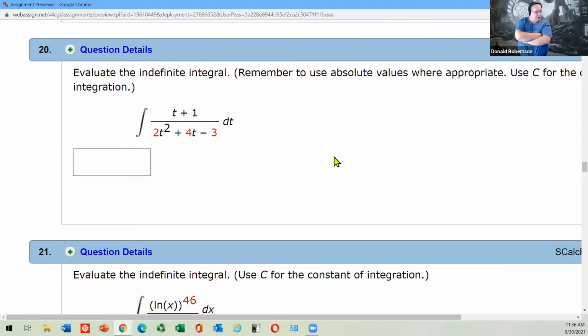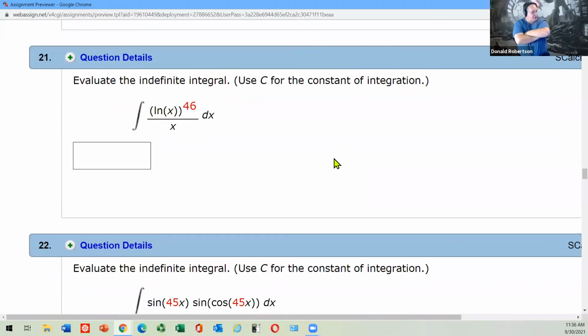Who's the u sub in 20? 2t squared plus 4t minus 3. Don't you just have to trust the math later on? If we get time, I don't know if I'll do all of these. I probably won't be able to, but that one works. It's a really nice u sub. Oh, here's a sneaky one.